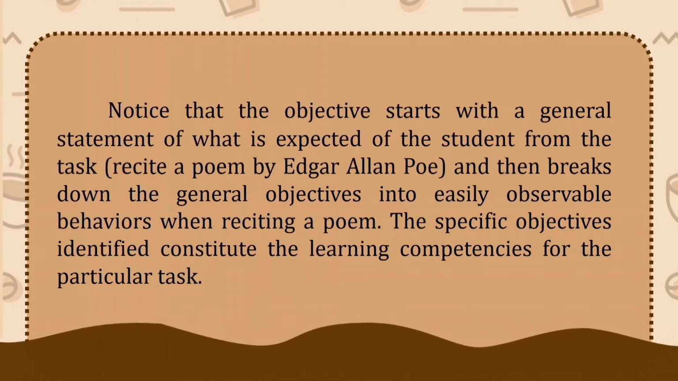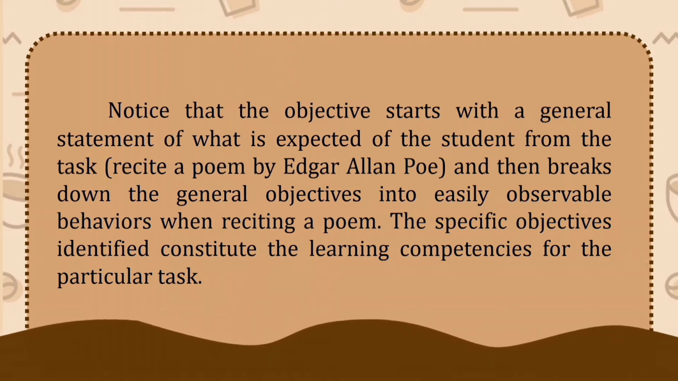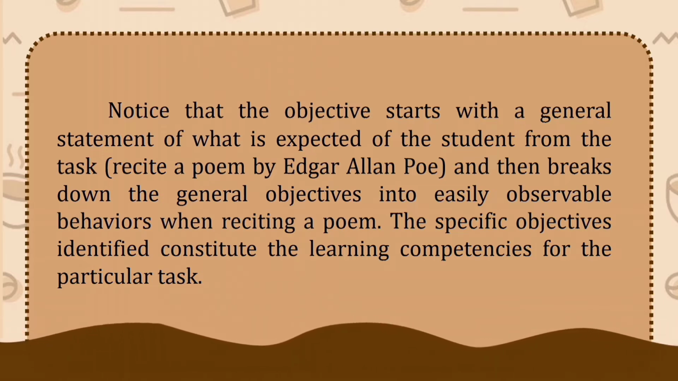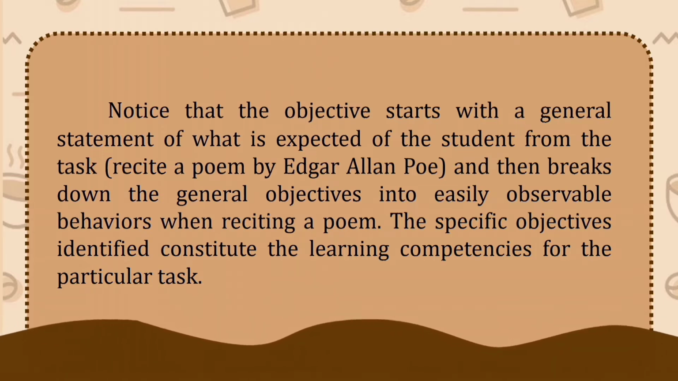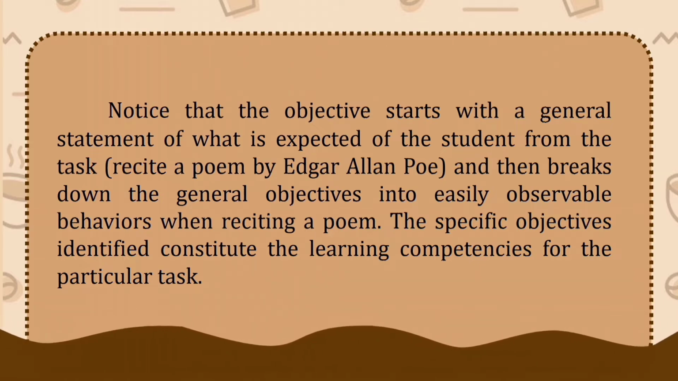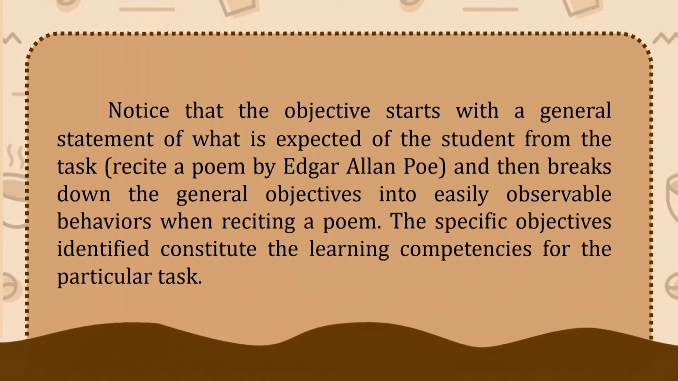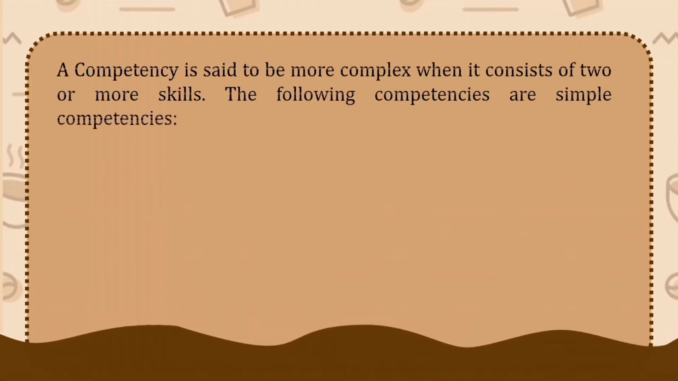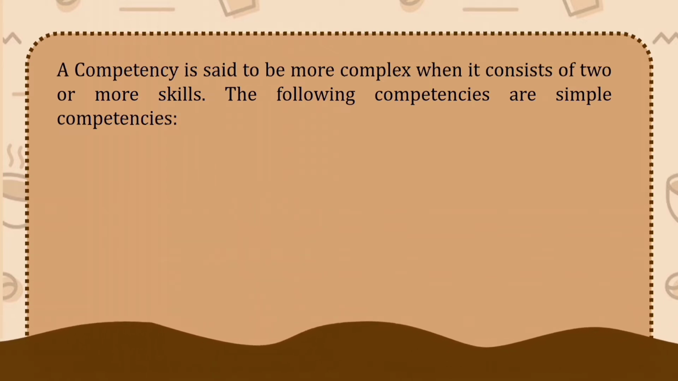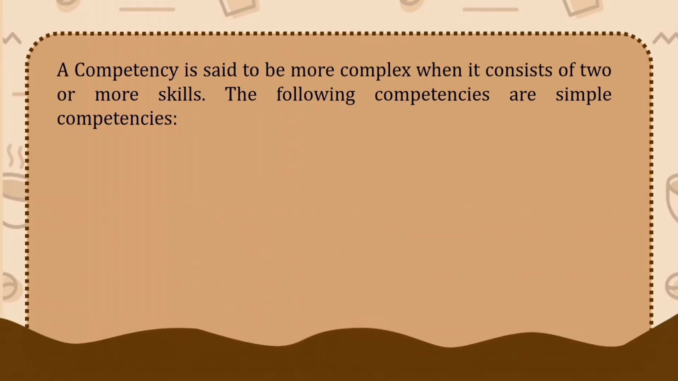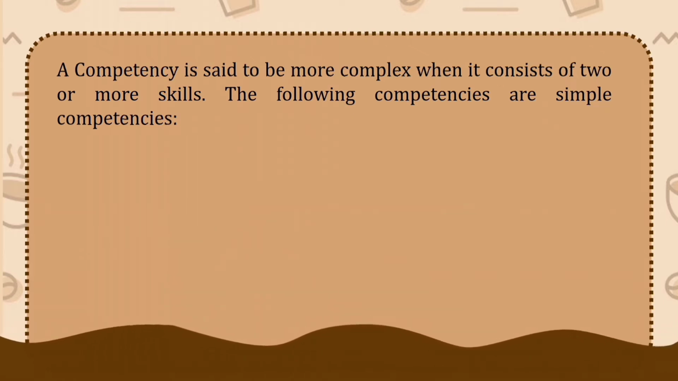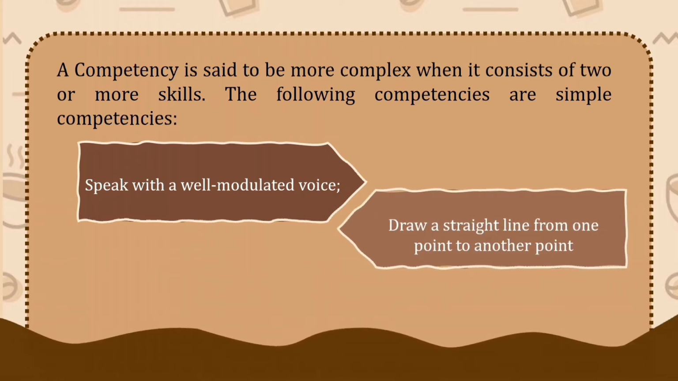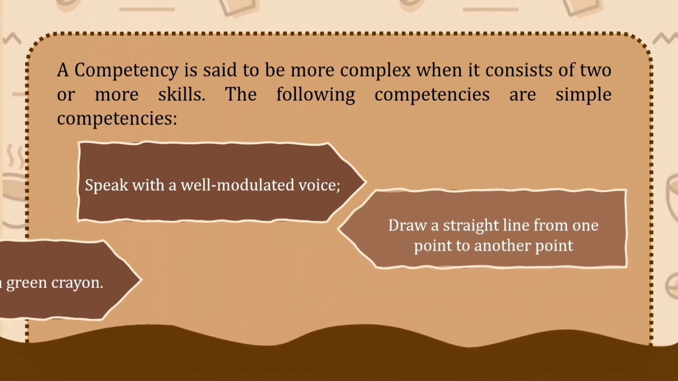Notice that the objective starts with a general statement of what is expected of the student from the task and then breaks down the general objectives into easily observable behaviors when reciting a poem. The specific objectives identified constitute the learning competencies for the particular task. Competency is said to be more complex when it consists of two or more skills. The following competencies are simple competencies. Speak with a well-modulated voice, draw a straight line from one point to another point, and color a leaf with a green crayon.